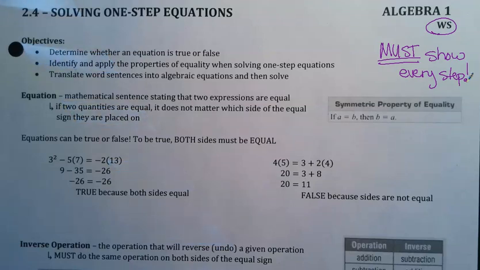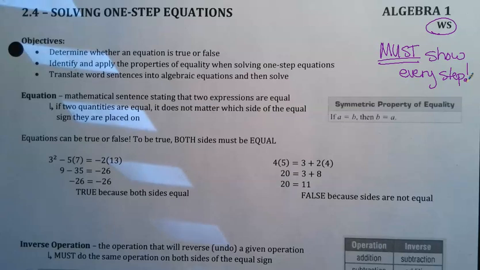So the objectives today. We're going to determine whether an equation is true or false, because sometimes equations can be false. We're going to identify and apply the properties of equality when solving one-step equations, so which properties we're using. And we're going to translate word sentences into algebraic equations and then solve.